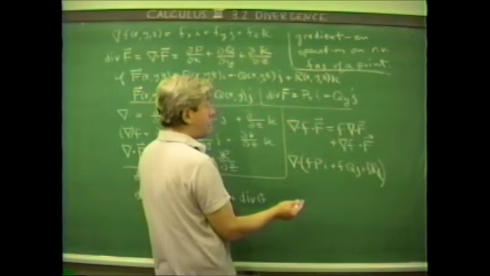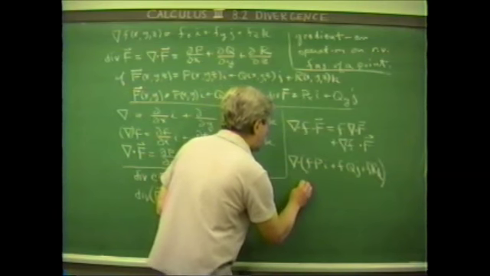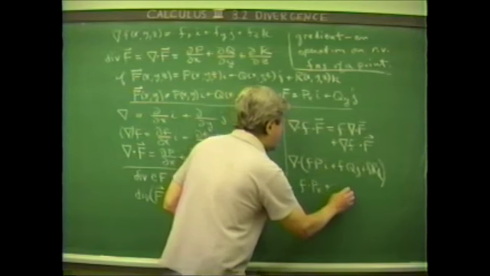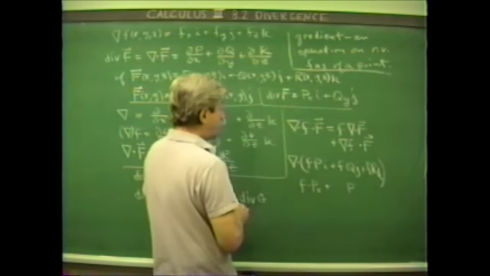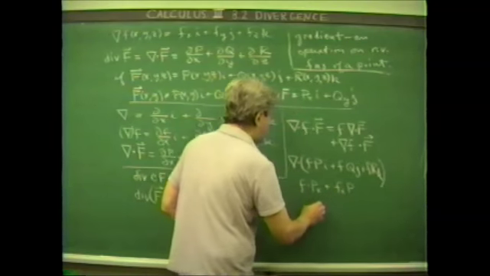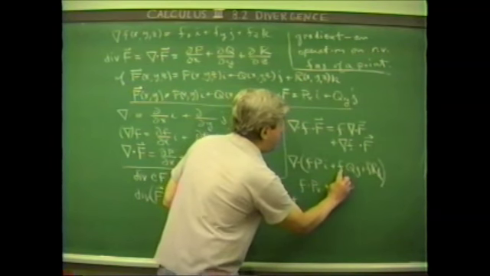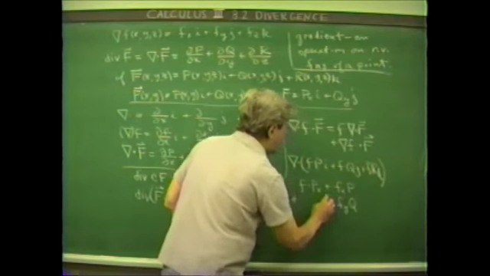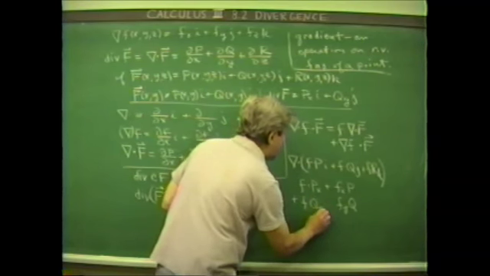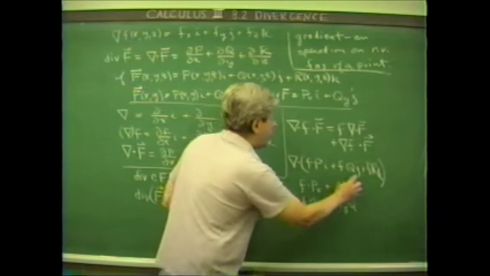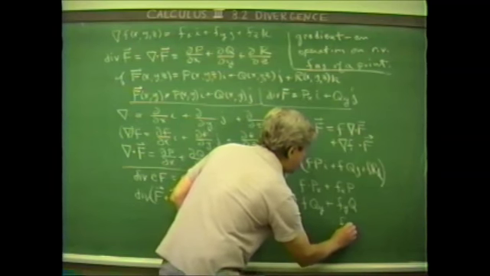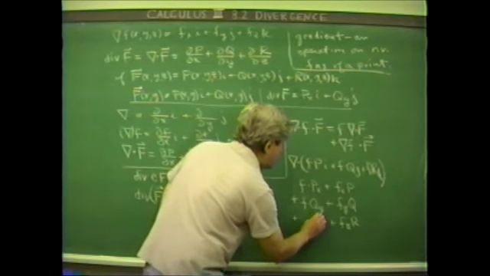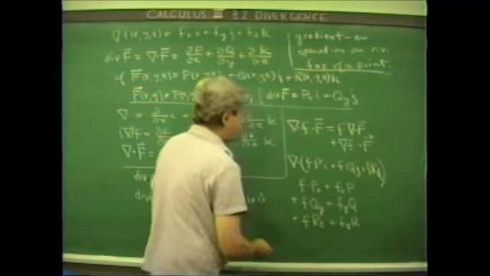Well, since the partial derivative acts like a derivative, this is going to be the first times the partial of p with respect to x plus the second, p times the partial of f with respect to x. This plus, now, the partial of f with respect to y times q plus f times the partial of q with respect to y plus the partial of f with respect to z times r plus the partial of r with respect to z times f.